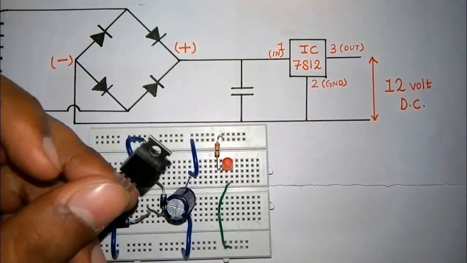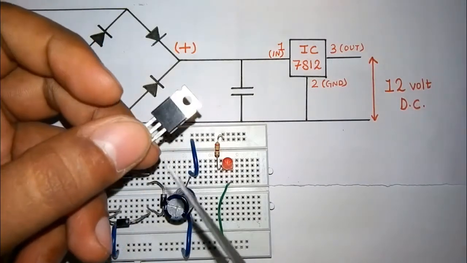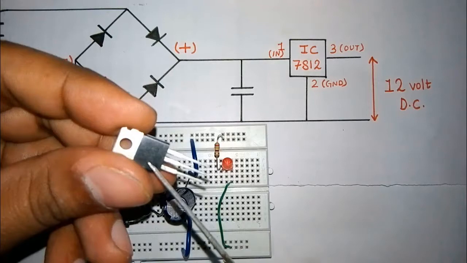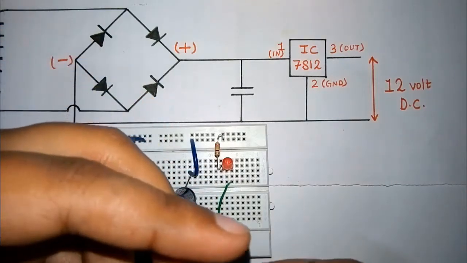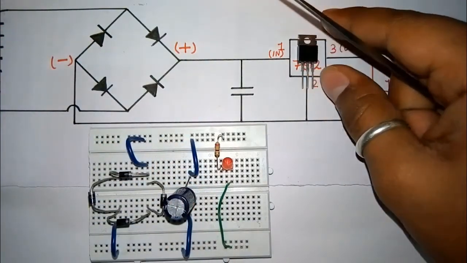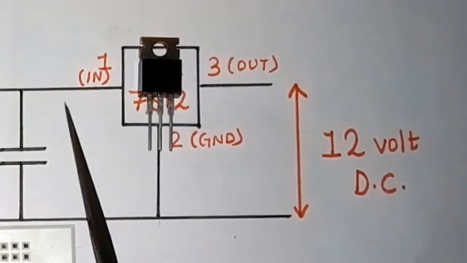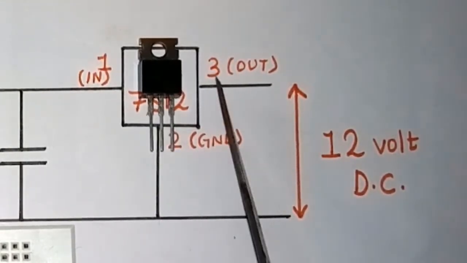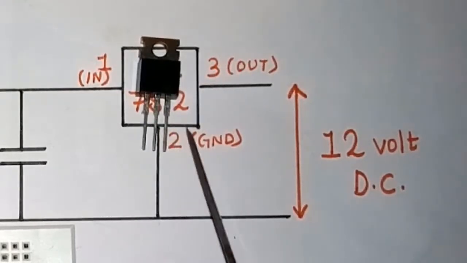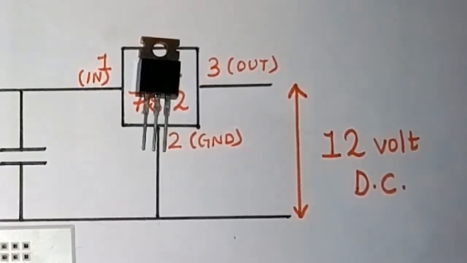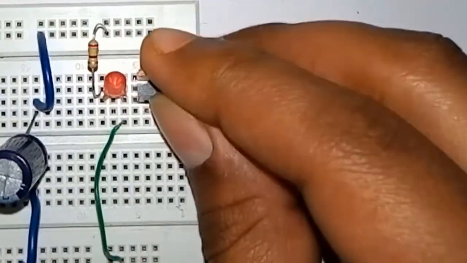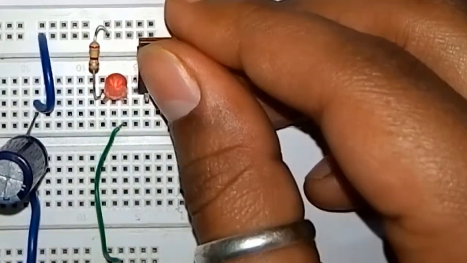Now this is a voltage regulator. I have told you before that we are using the 7812 voltage regulator. The first pin of the voltage regulator is my input, the middle one is my ground, and the third one is my output. We are getting the output from the third and second. I'm going to arrange this. All set.